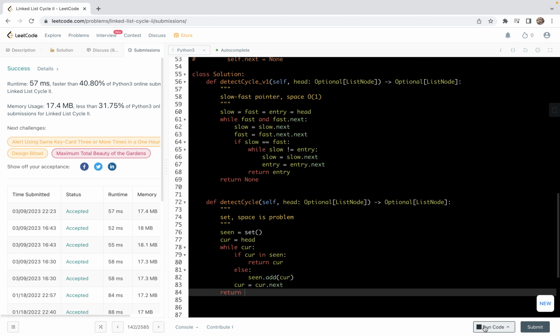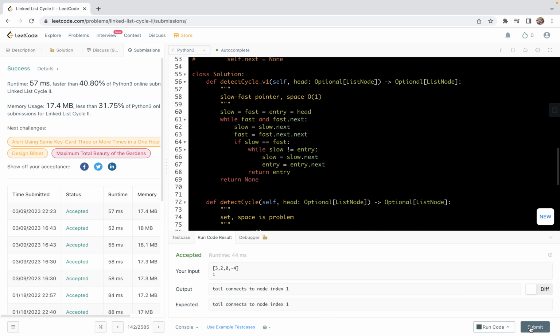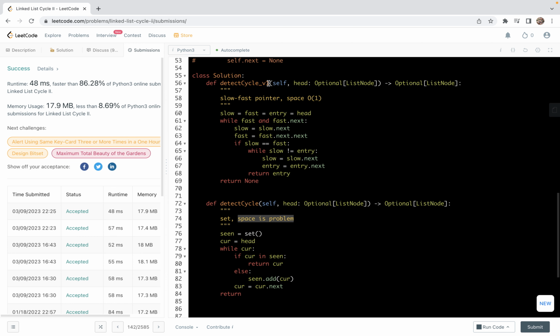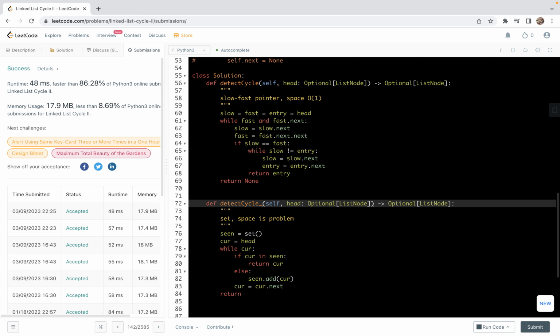Now let's do a check. Yes, but the problem with this way of solving this problem is the space, right? We store a lot of nodes and their pointers. So let me change the function signature. So this is the solution we will emphasize, and this is a sort of brute force, I would say.